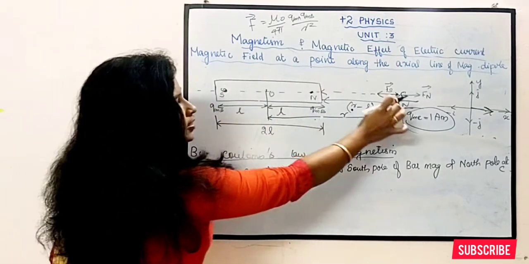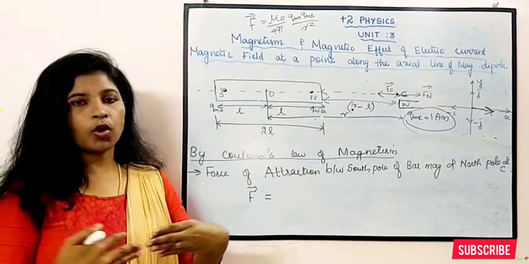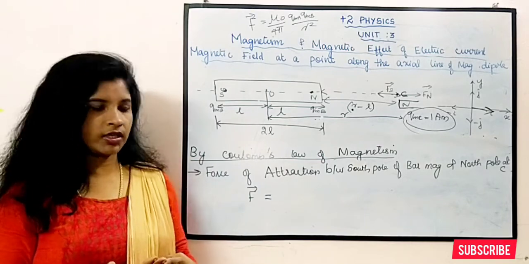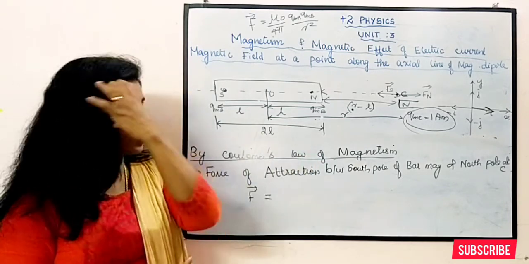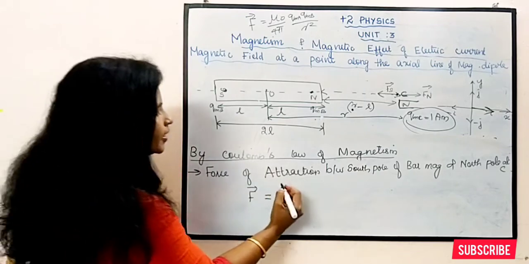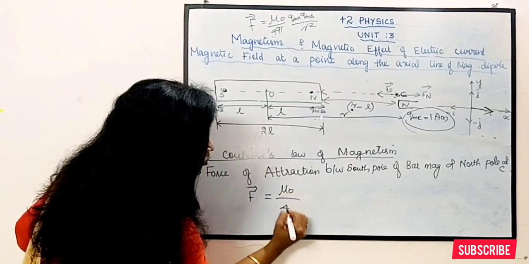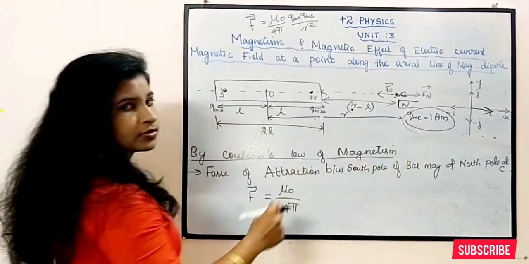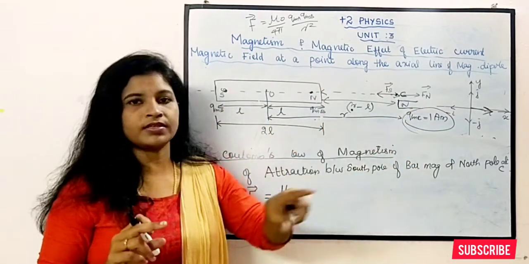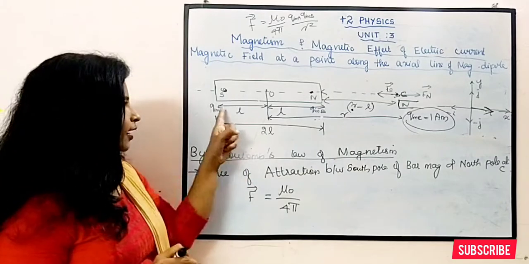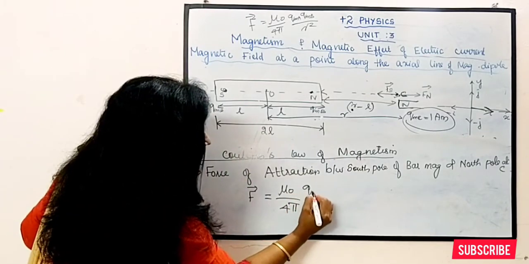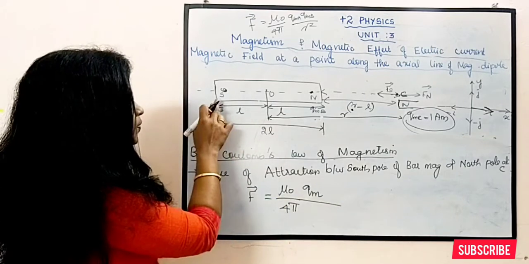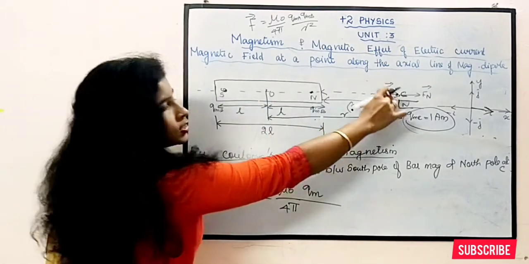This is south pole, this is north pole. So what happens? Both will attract, right? So what is that force of attraction that we are going to calculate according to Coulomb's law of magnetism? We know the formula is mu naught by 4 pi, right? Into pole strength of this one into pole strength of this one. We know that this is unit pole strength. The value will be 1. So we can write only this one. I am writing it simply as QM. Okay. Divided by the distance between this south pole and this point C.